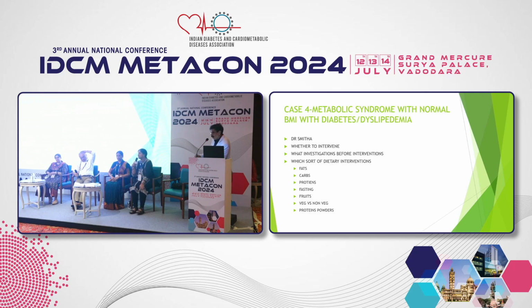Other diets which intuitively make sense in a case like this, normal weight obesity with diabetes and dyslipidemia, are obviously the DASH diet and definitely the Mediterranean diet, which is loaded with complex carbs, good fats, seafood, less red meat. Now, talk about meat. This is something we should make our patients aware of. What is the difference between animal protein and plant protein? We had a beautiful talk by Dr. Ashish about how important protein is.